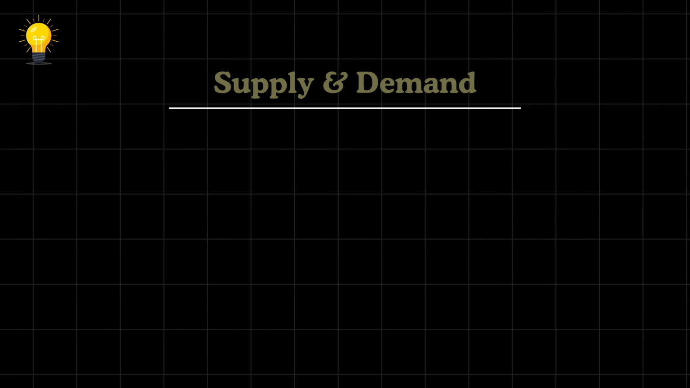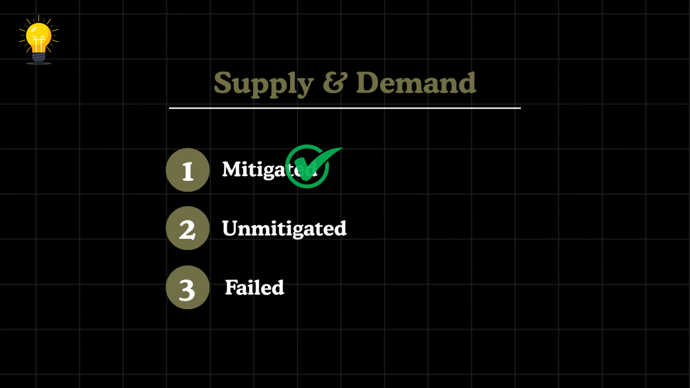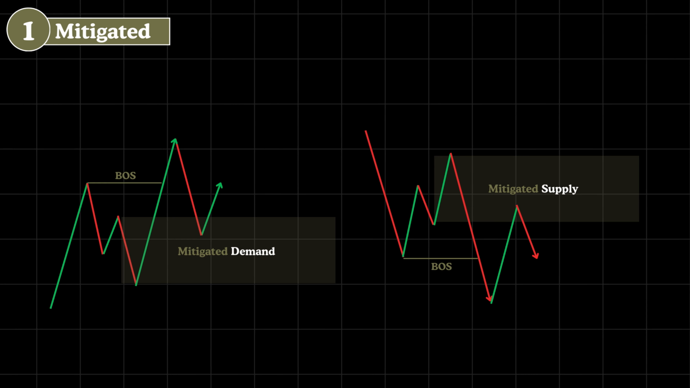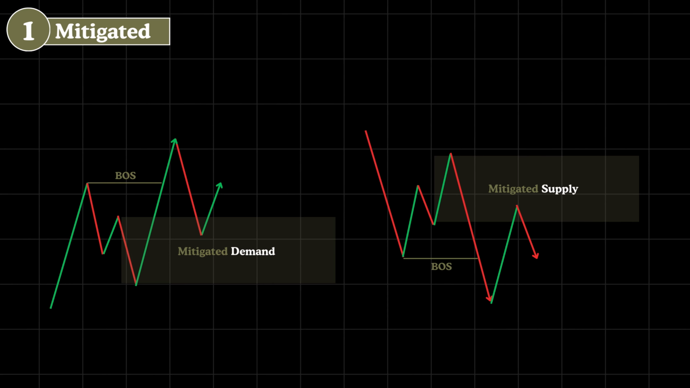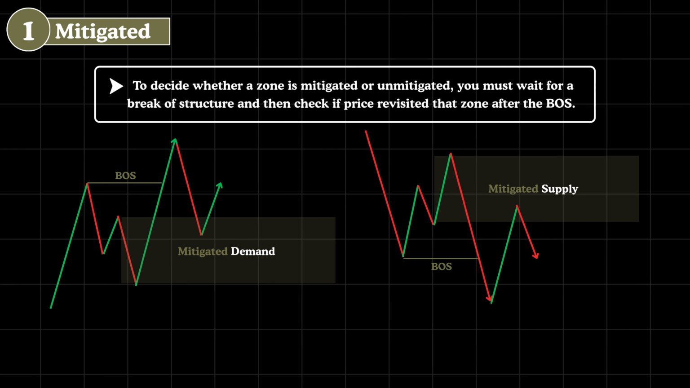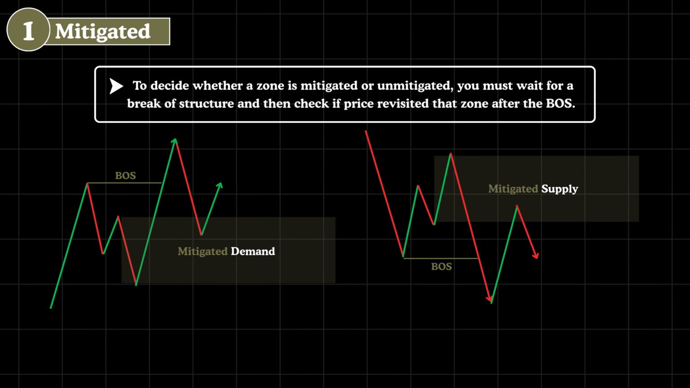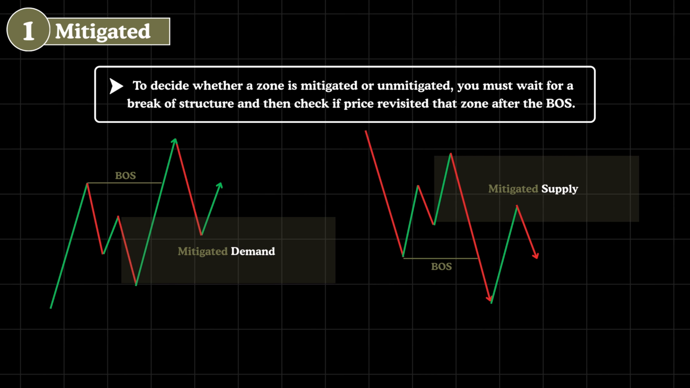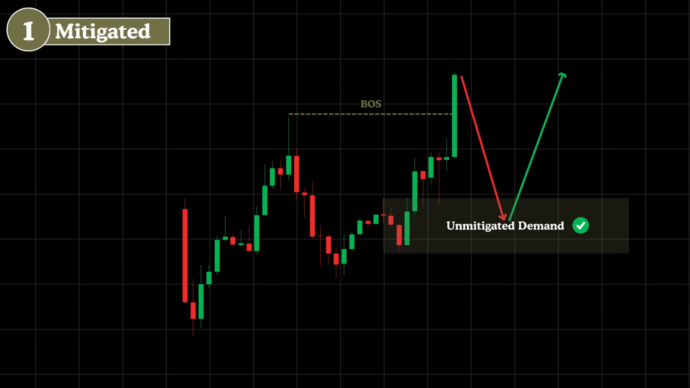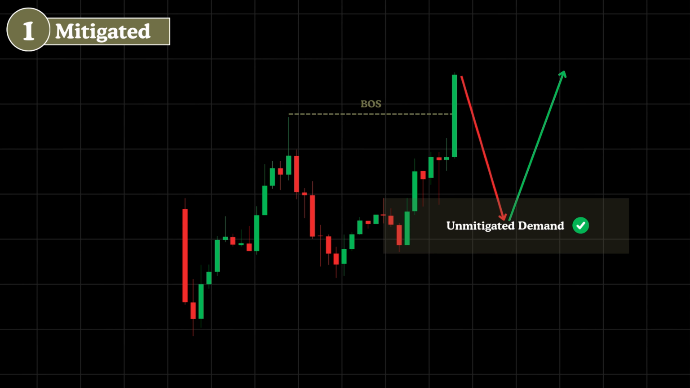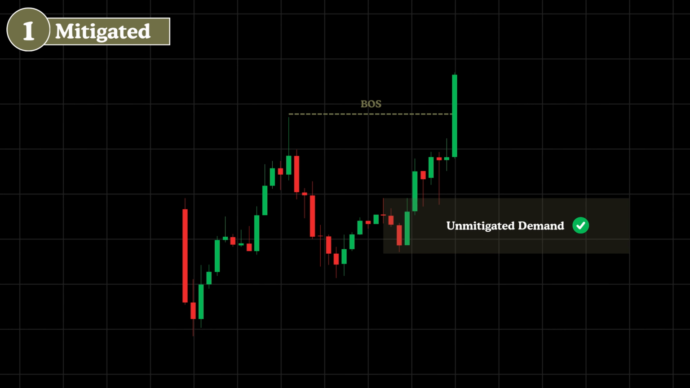Supply and demand zones are divided into three main categories: mitigated, unmitigated, and failed. A mitigated supply or demand zone is one that price has already tapped into and respected at least once. Now, here's the key detail. To decide whether a zone is mitigated or unmitigated, you must wait for a break of structure and then check if price revisited that zone after the BOS. For instance, in this case, notice how price did not return to the demand after the BOS.